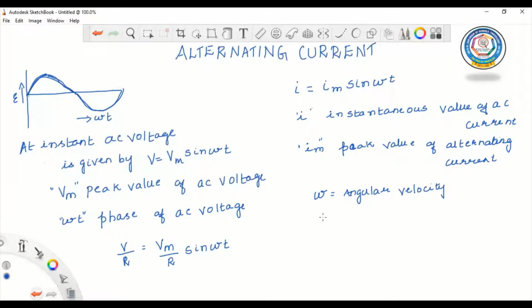Omega is equal to 2 pi divided by T, which can also be written as 2 pi nu, which is called the driving frequency. And we know that in India, the frequency is 50 hertz. Already we have discussed all these things in our AC generator. So in this topic, we are going to first discuss a very important thing, which is the root mean square value and peak value of alternating current.